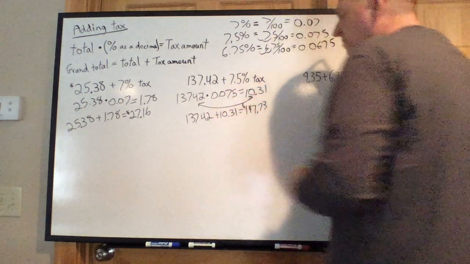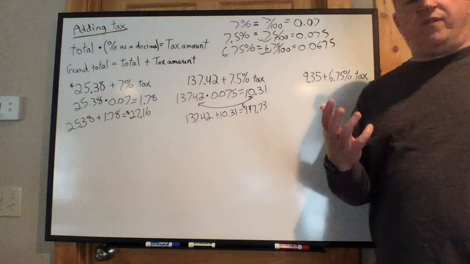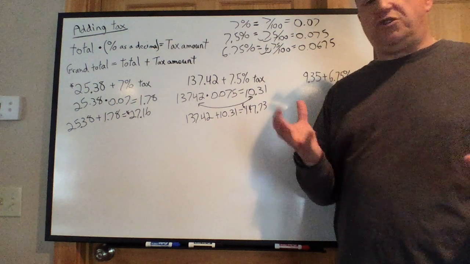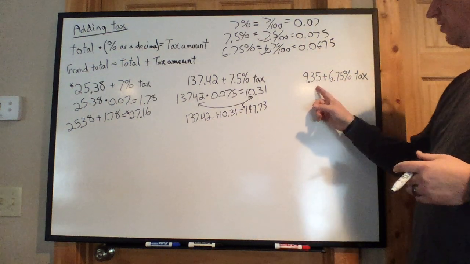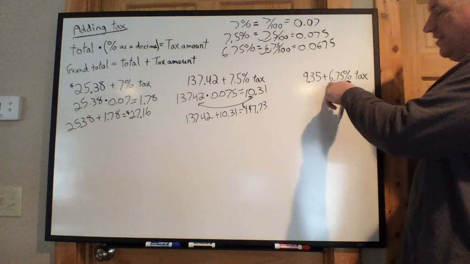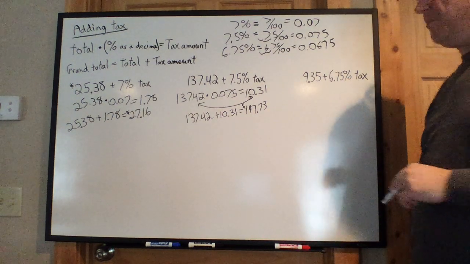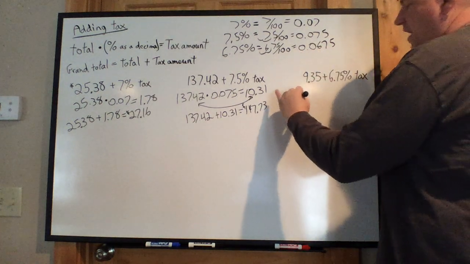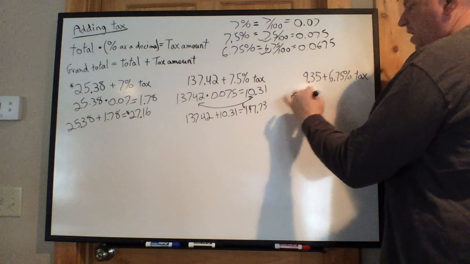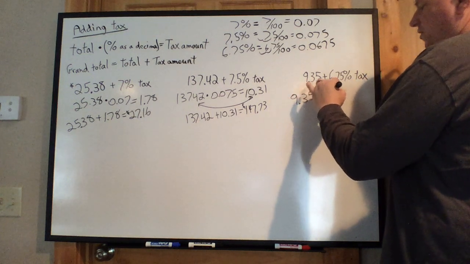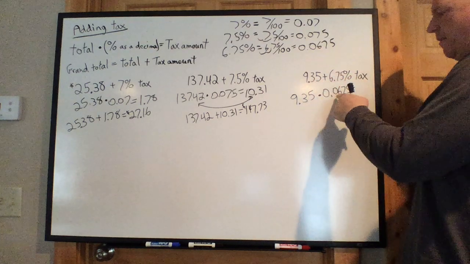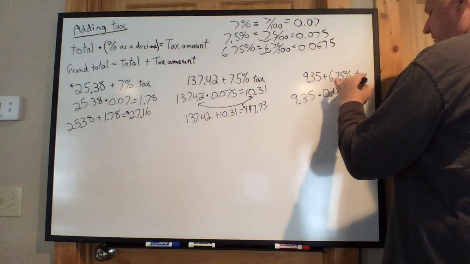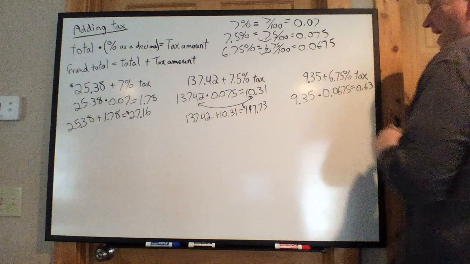All right. And our last one, let's just say we've gone to one of our local eating establishments, whether that be a fast food place or someplace where you're just feeding yourself. So you've got a total of $9.35. And the tax rate in this particular area is 6.75%, which we figured out to be 0.0675. So I've got $9.35 times 0.0675, my percentage rate converted, which gives me 63 cents. So that's how much tax I'm paying on that $9.35.